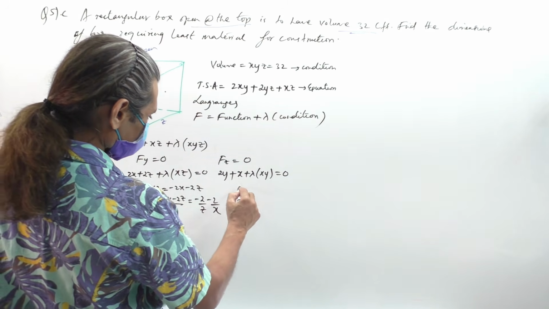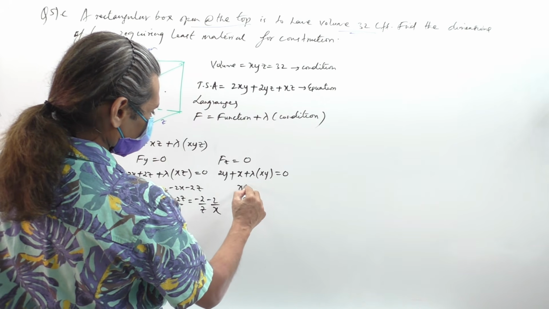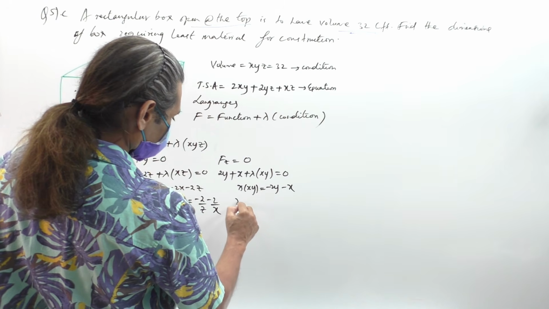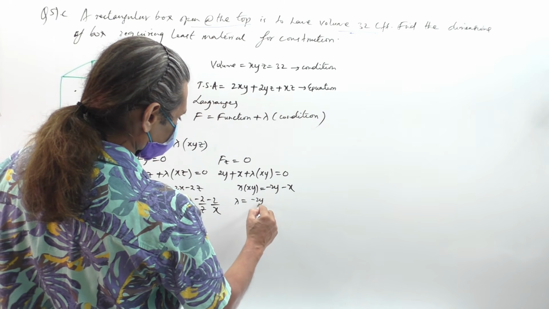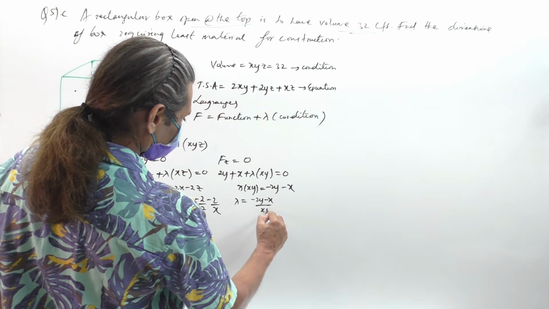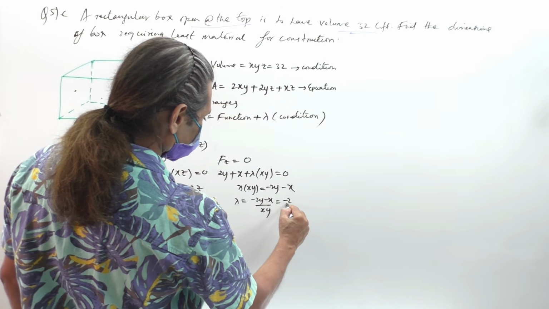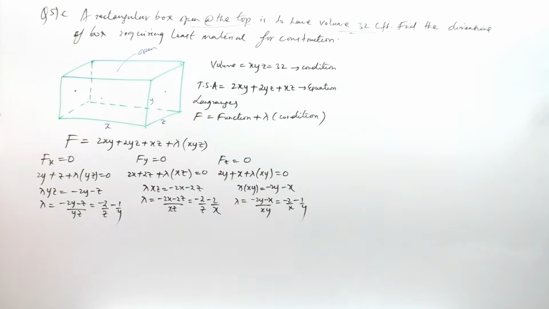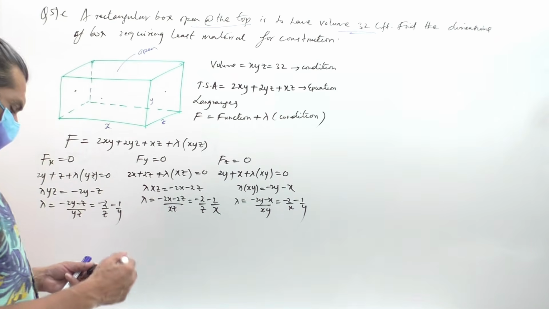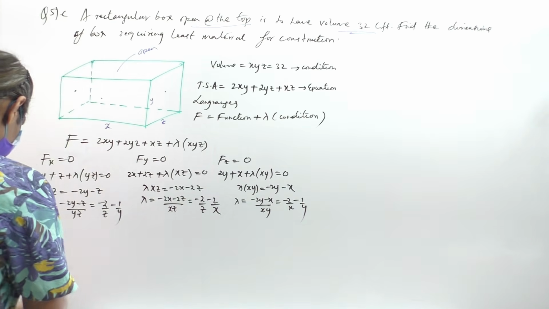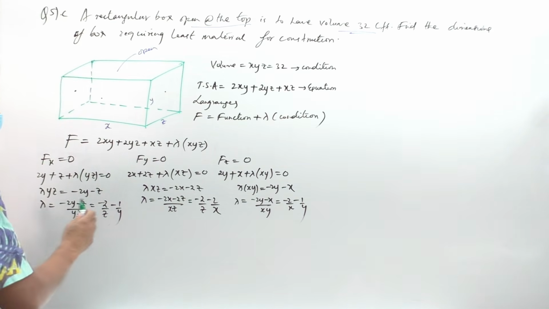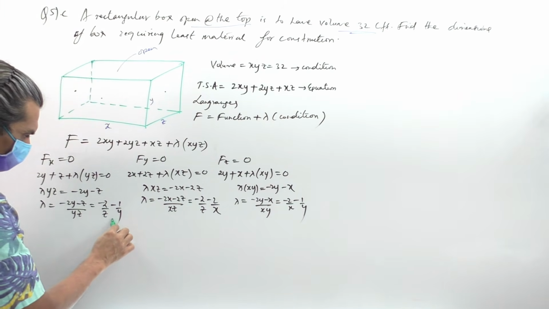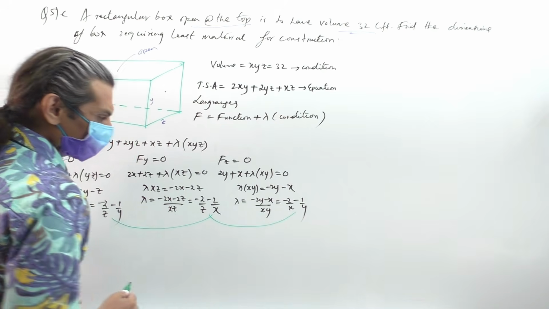Similarly here, lambda xy is equal to minus 2y minus x, so lambda is equal to minus 2y minus x divided by xy. That will be minus 2 by x minus 1 by y. So after this, all of these are lambda, so we can equate them. We'll equate this with this, then this with this.